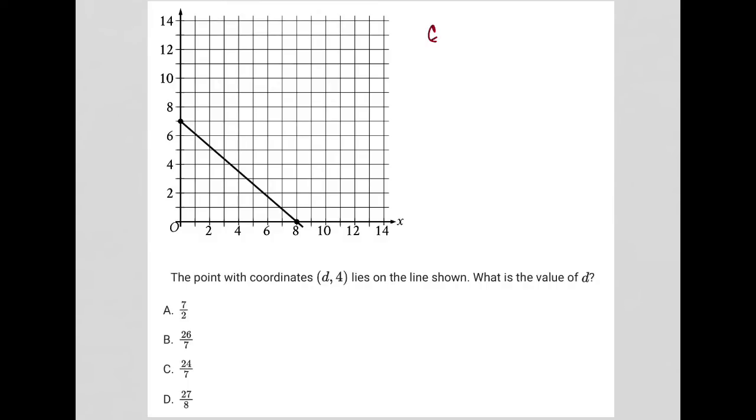So this question is a graph question. We can see that our graph is of a line that is linear. That line has a y-intercept here at 7 and has an x-intercept here at positive 8.